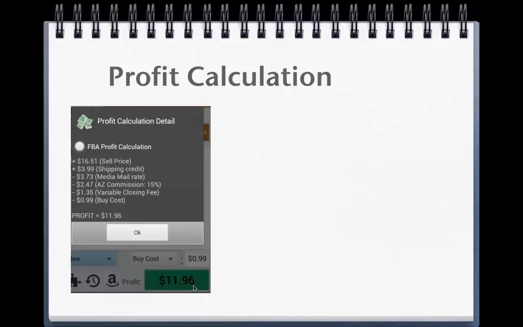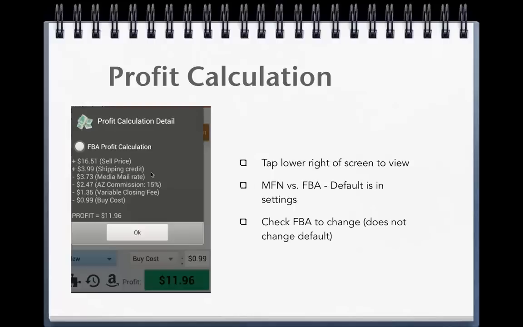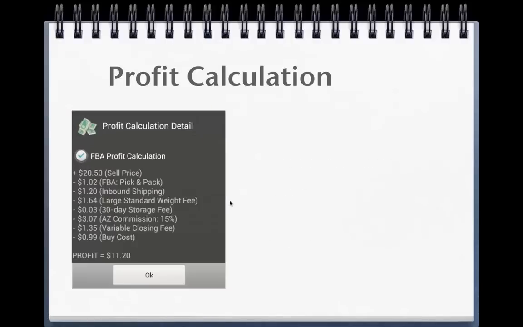Based on MFN factors. And in this screenshot here, we see that we're basing this off of MFN. So again, like I said, the default is chosen in Profit Bandit settings. And if you check this, you'll be able to compare it to FBA settings or FBA profit. But checking this box here does not change the default. Whenever you scan your next item, it's still going to be an MFN calculation, even if you check this box. So if you want to change the default calculation, you have to do that in Profit Bandit settings.